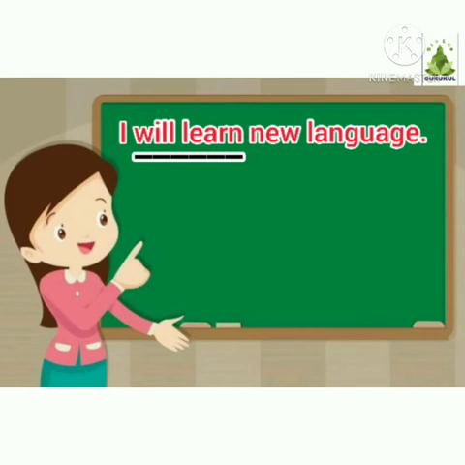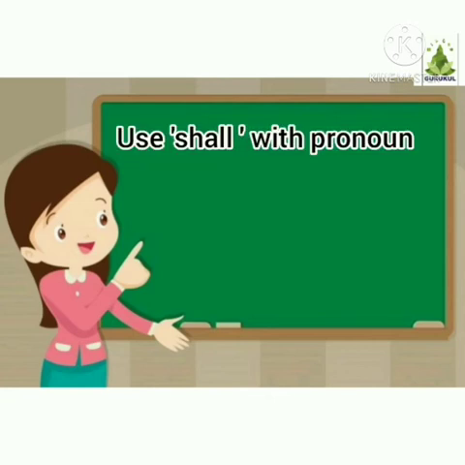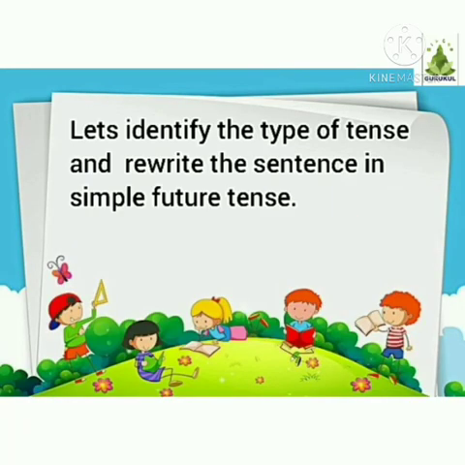As a general rule, we use will to indicate simple future tense. If you want to make an offer or suggestion, we use shall with the pronouns I and we. You can use either shall or will before the base form of the verb to indicate simple future tense. Let's identify the type of tense and rewrite the sentence in simple future tense.